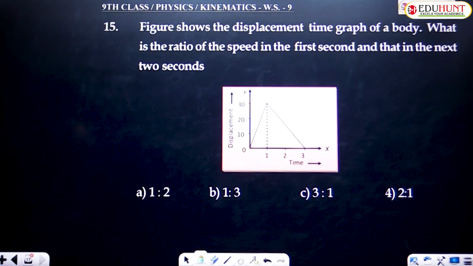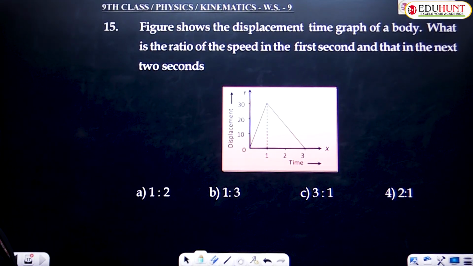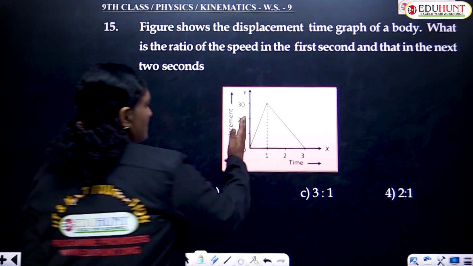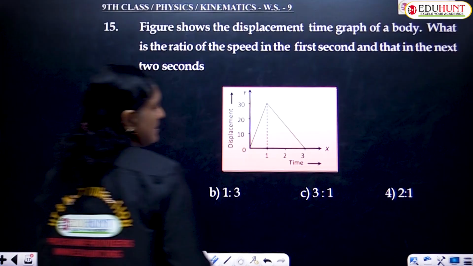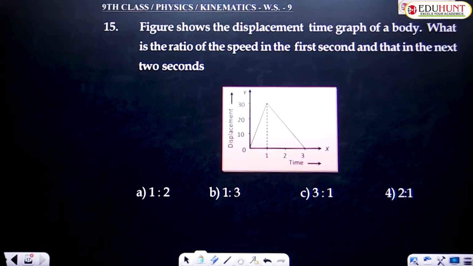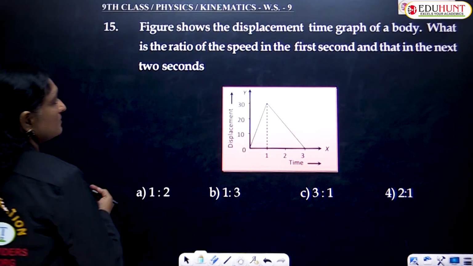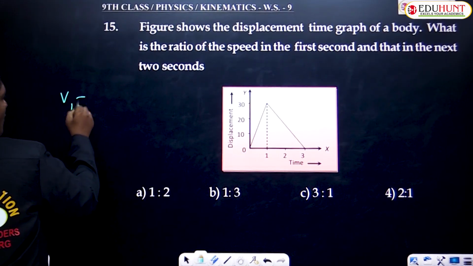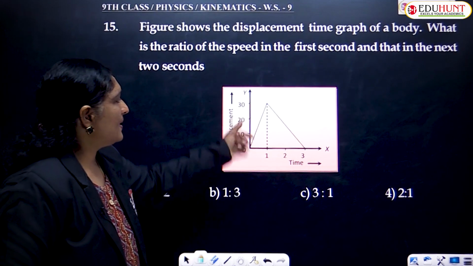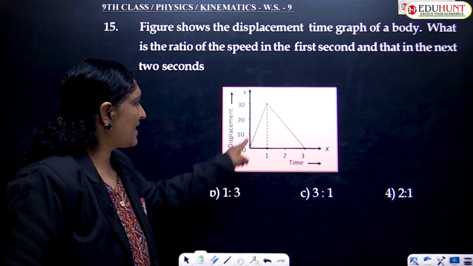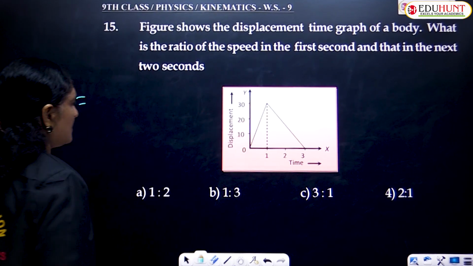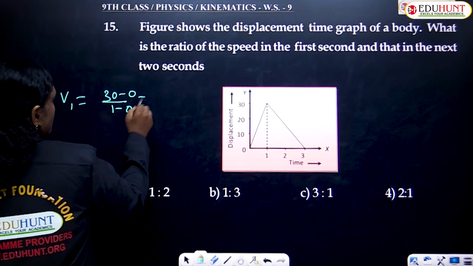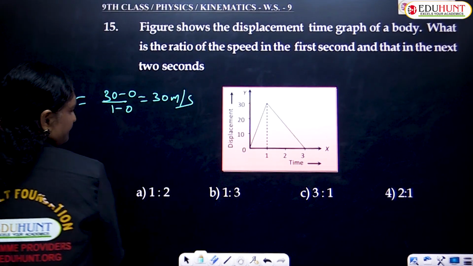Next, last question, 15th question. The figure shows the displacement time graph of a body. What is the ratio of the speed in the first second and that in the next 2 seconds? First second displacement is here and next 2 seconds displacement is here. So the speed in the first second, if you consider it V1, the formula for V1 is total displacement by total time. Only this particular triangle, what is the total displacement, children? This is 30 minus 0 by time 1 minus 0, which is nothing but 30 meter per second.